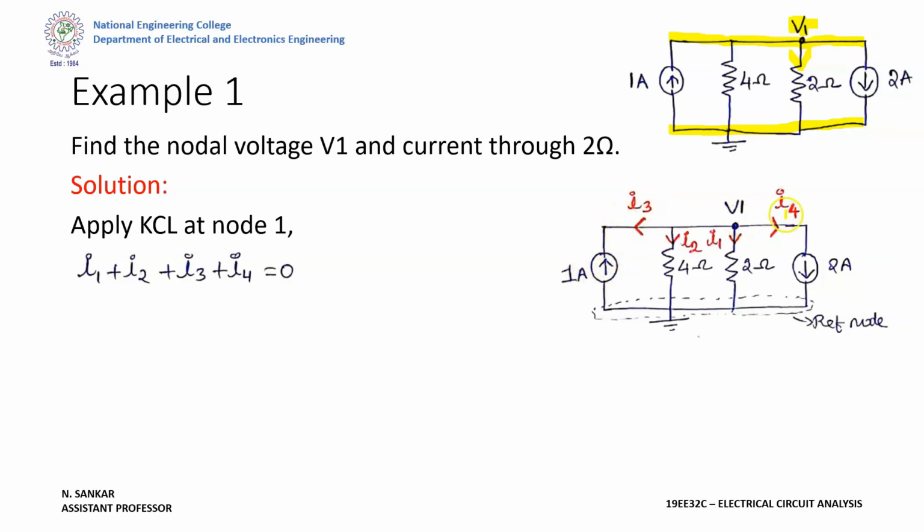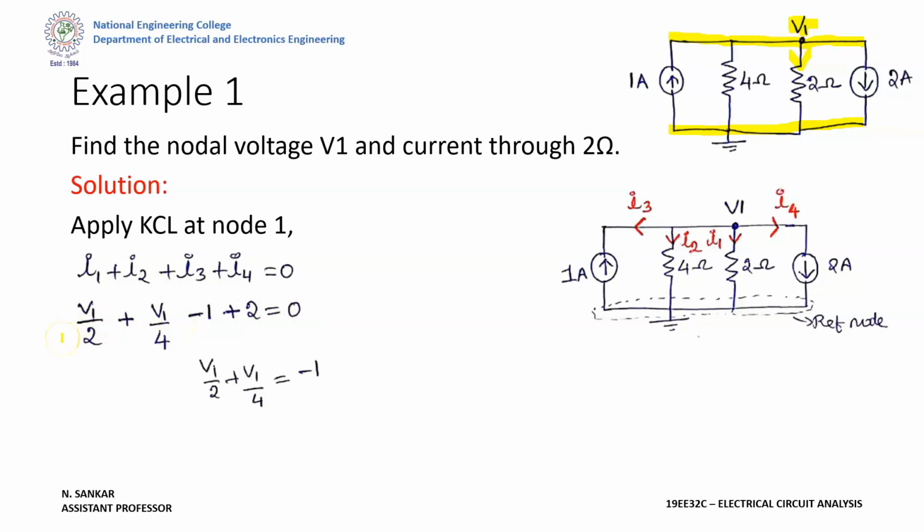Similarly for I4, I4 is equal to 2 ampere. The direction of the current source and the direction of our arrow are both the same, so both are leaving the node. That's why we can take I4 equal to 2. Similarly I1 is V1 minus 0 divided by 2, that is V1 by 2. And I2 is equal to V1 minus 0 divided by 4, that is V1 by 4, right? So I just substitute the values.